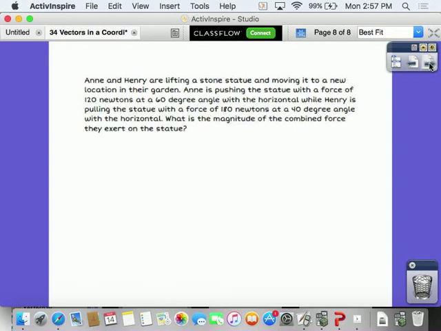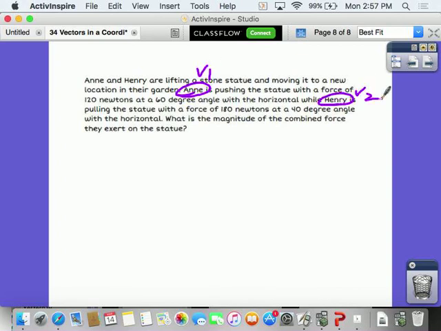So combined force would mean what? What do you think? Adding. So you need two vectors that you got to find the resultant of, and then on top of that you need to find the magnitude of it. Okay? So basically Ann represents one vector and Henry represents the other vector.